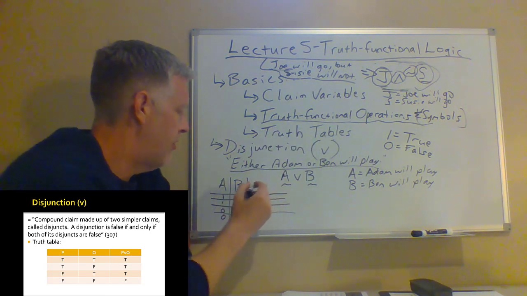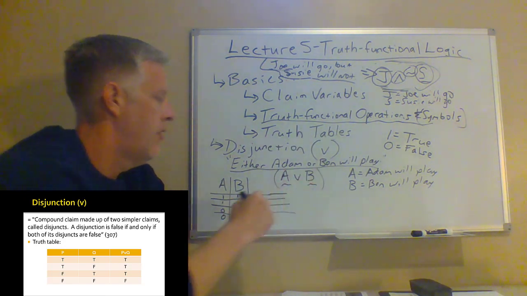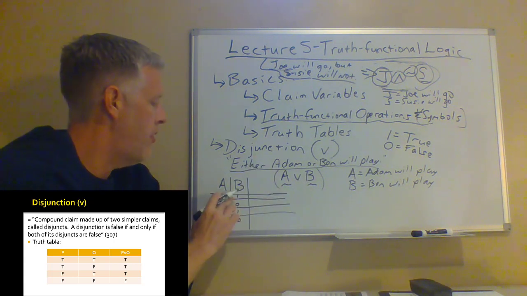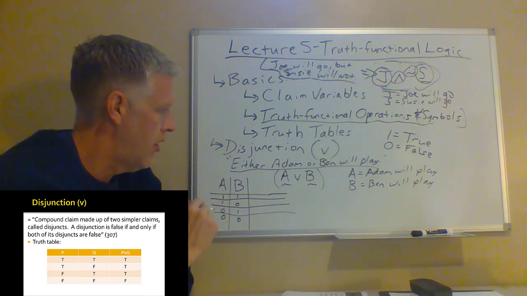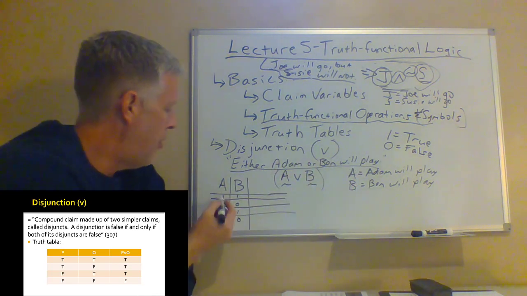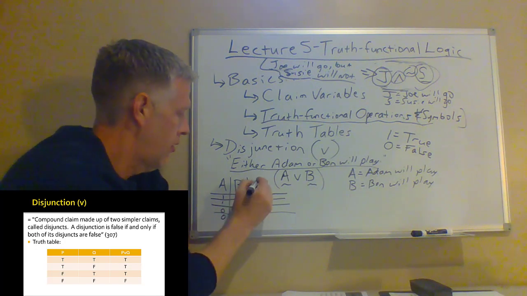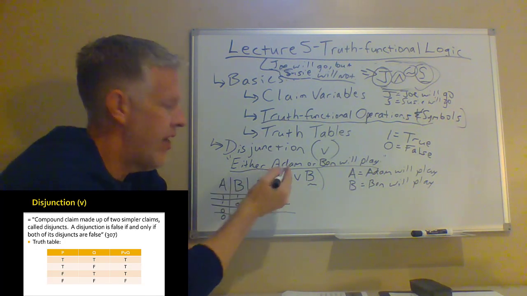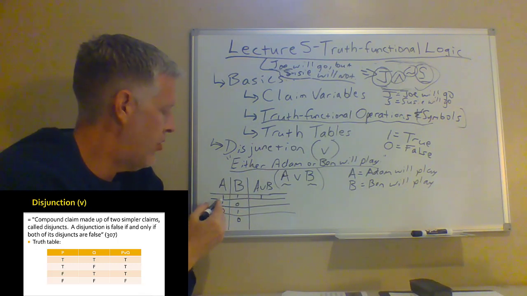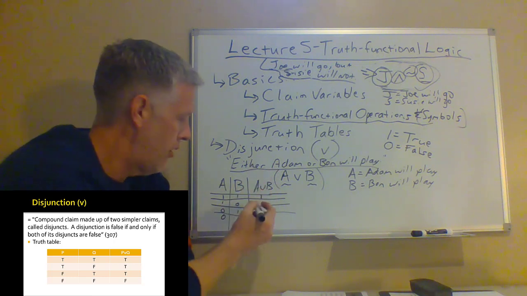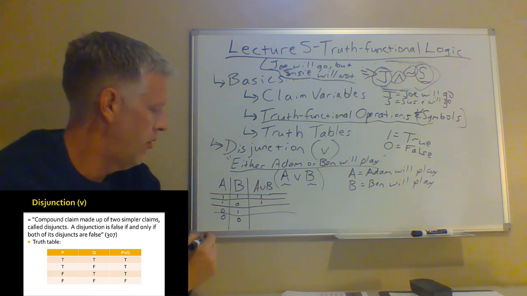Okay. And we want to now be able to assess the truth or falsity of the compound claim based on whether these constituent parts are true or false. Okay, so is it the case that either Adam or Ben will play when both Adam and Ben play? Well, yeah. Okay, well, then it turns out what they said was true. What about when just Adam plays but Ben doesn't? Well, then it was still the case that either Adam or Ben will play. Right, so we say that was true.